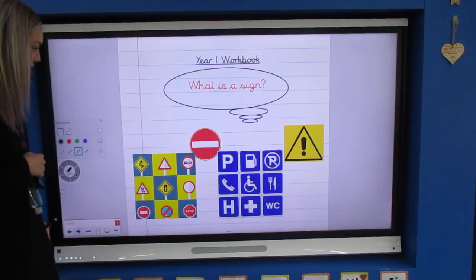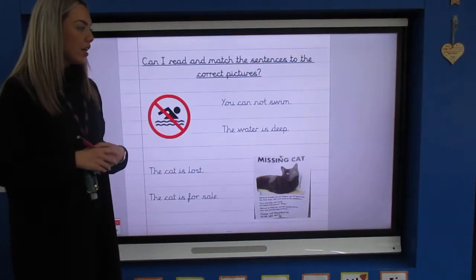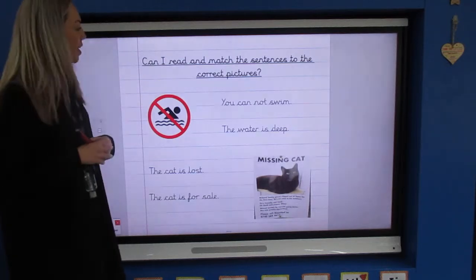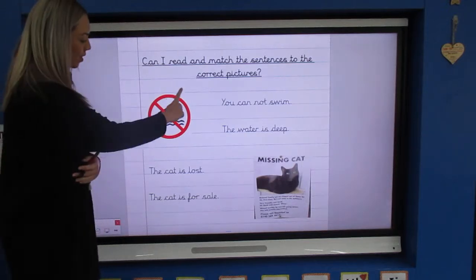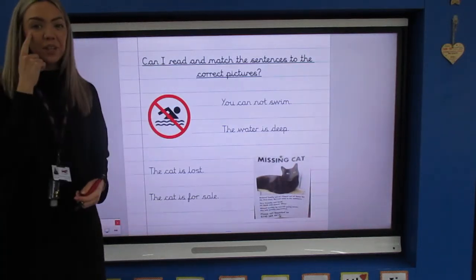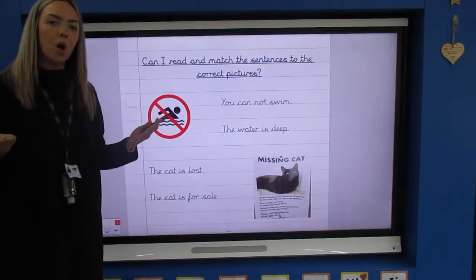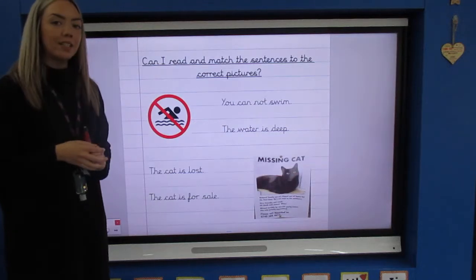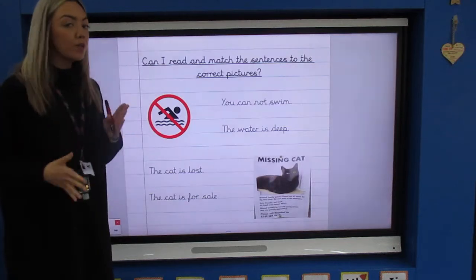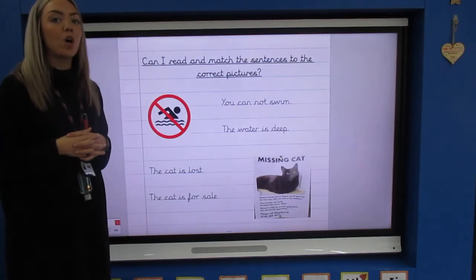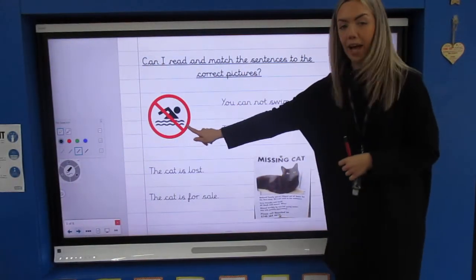So, in your activity today, we're going to have a little look at some signs. And we're going to see which caption is right. And our learning question today is, can I read and match the sentences to the correct pictures? So we've got a sign here. And just by looking, we will probably know what that sign means. But we've got to read the captions and see which one matches, okay? So we need to get our super decoding skills. That means we need to add our sound buttons, chop those words up and blend them together. So again, it's all about our reading and understanding and comprehension. So let's do this one then first, okay?